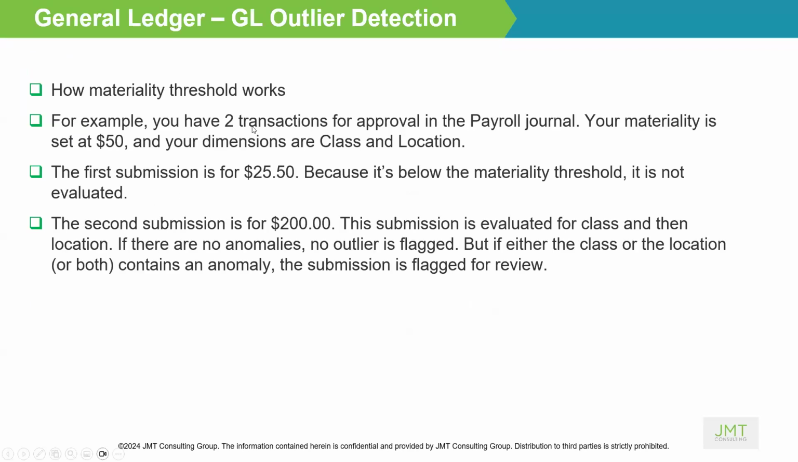So a quick example of the threshold: you have 2 transactions for approval. Your materiality is $50. The first submission is for $25.50. Because it's below the materiality, it's not evaluated. The second submission is for $200. The submission is evaluated for class and then location. If there's no anomalies, no outliers are flagged. If there's an anomaly with either the class or the location, it's flagged for review.